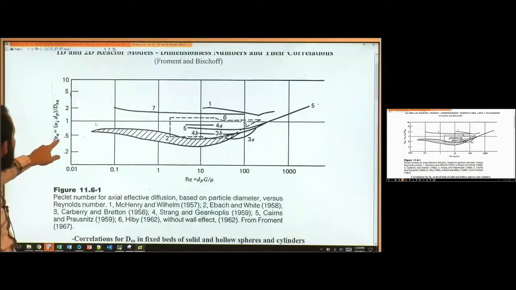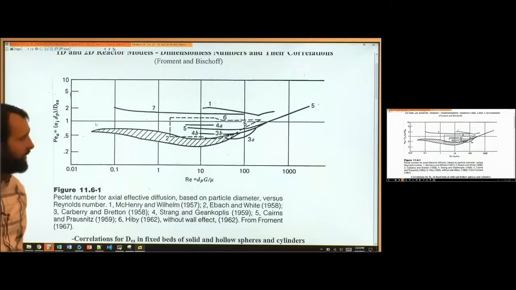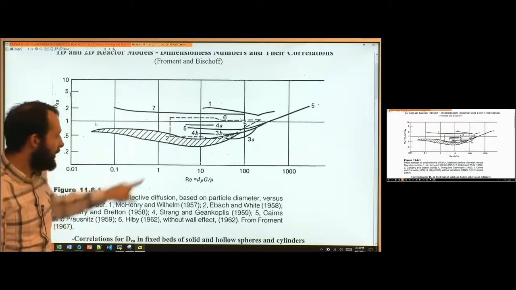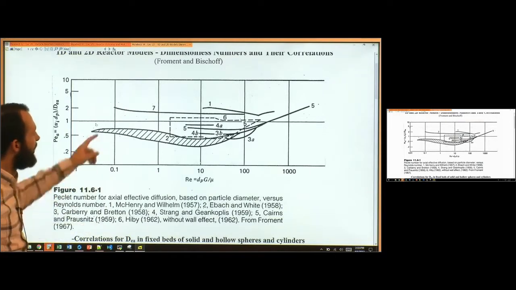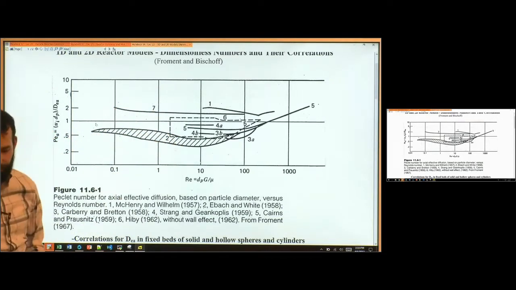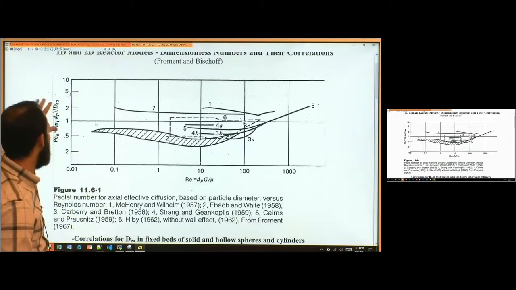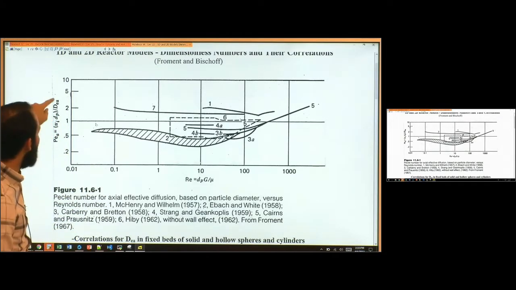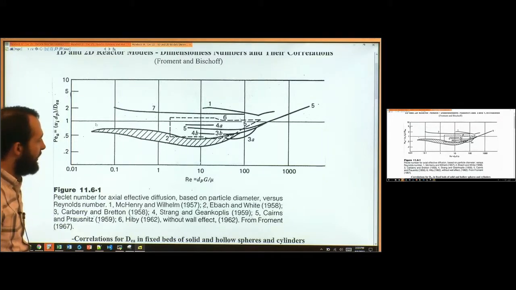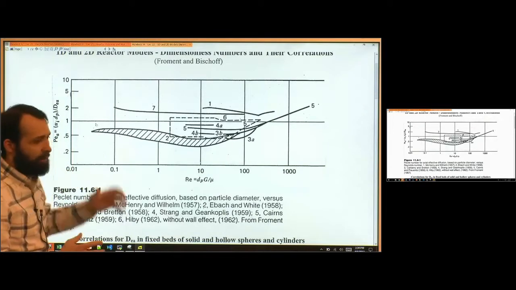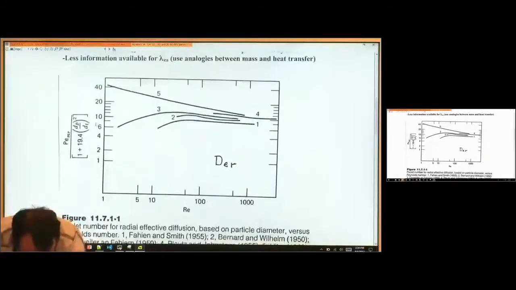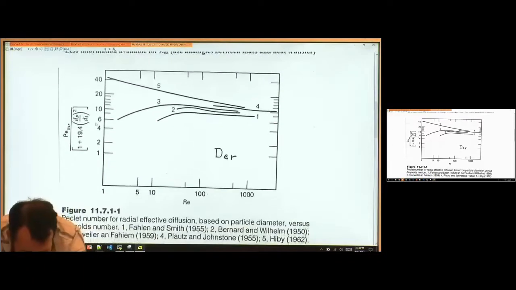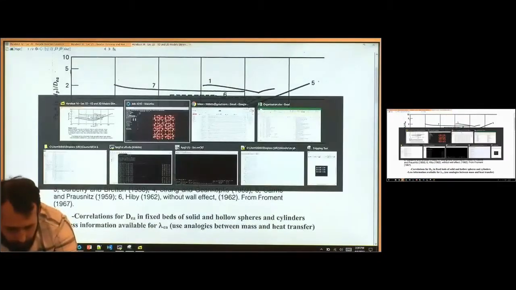So what we're looking at here is the Peclet number in the axial direction versus the Reynolds number. And these numbers here are just different sources, okay? So don't let that throw you off. You see that it's not extremely dependent upon the Reynolds number, but this can give you a Peclet number. And from this, you can estimate the effective diffusivity given the particle diameter and stuff like that. This other one, again, is radial effective diffusion, so we're not there yet.